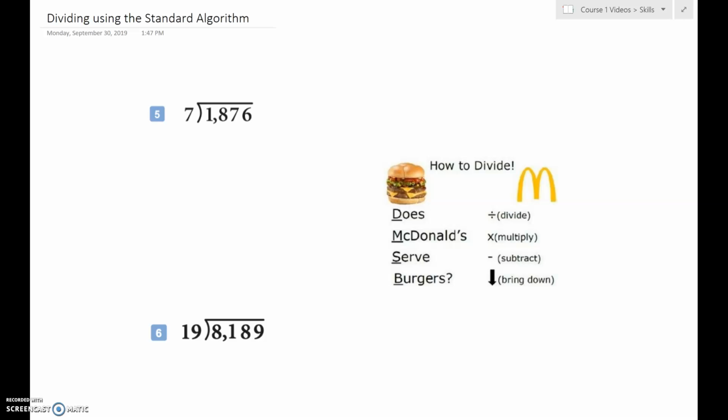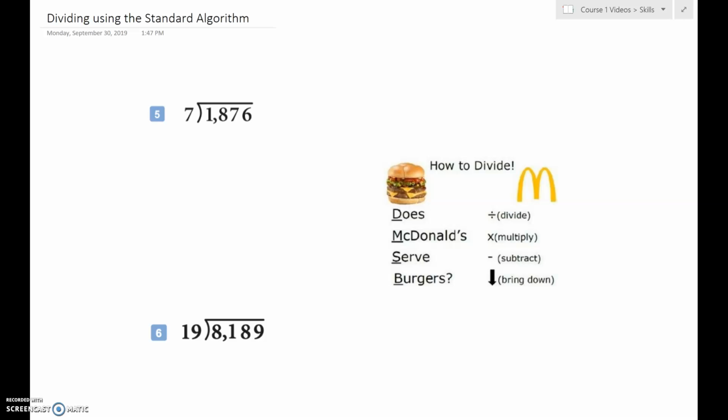This is going to be dividing using the standard algorithm. So just a little video on how to divide using this specific method. This method does not involve place value. It doesn't involve chunking numbers. This just is a set way that you can get the answer to any division problem.